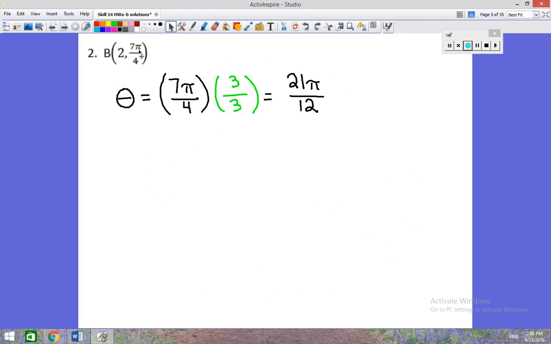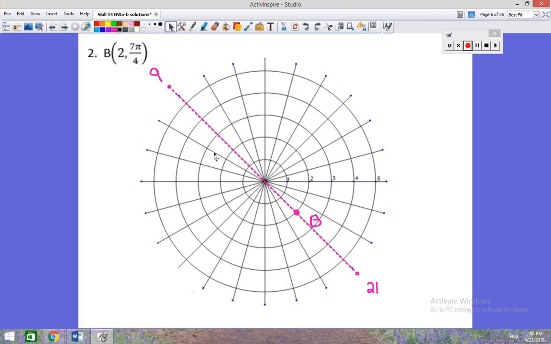All right, for the next one, 7 pi over 4 is 21 pi over 12. So here's the ray that is 21 pi over 12. The opposite ray is 9 pi over 12. When I was counting this, I just counted 9 and then added 12, and 9 plus 12 is 21. With a radius of 2, go out 2, and label that point B.